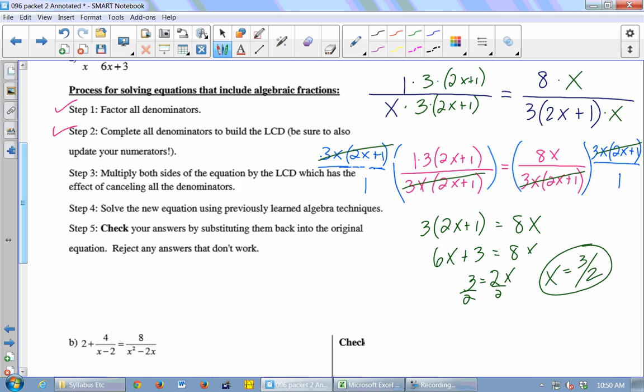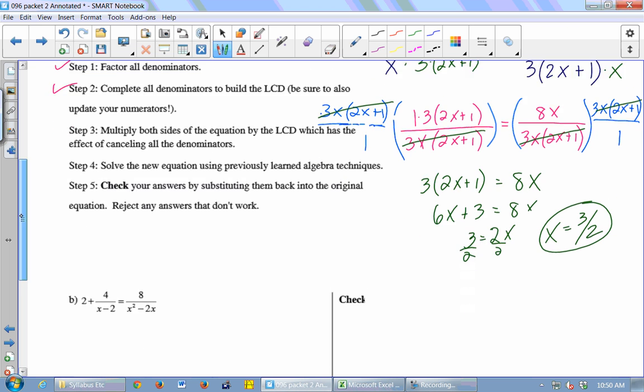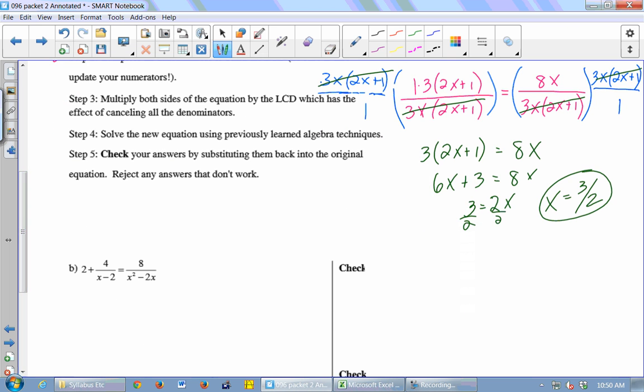So what do you think? Okay? All right, so we should always go back and check with the original equation, right? So I have 1 over x equals 8 over 6x plus 3. I'm going to write this under here. 1 over x equals 8 over 6x plus 3. I'm going to plug in 3 halves everywhere I see an x and make sure this is true. 1 over 3 halves, does that equal 8 over 6 times 3 halves plus 3?